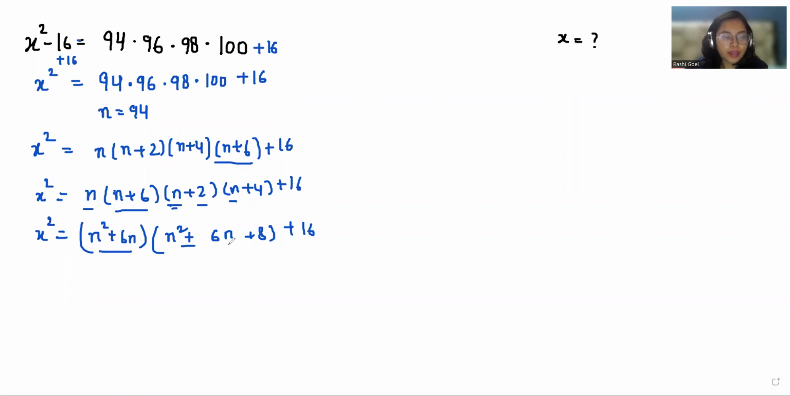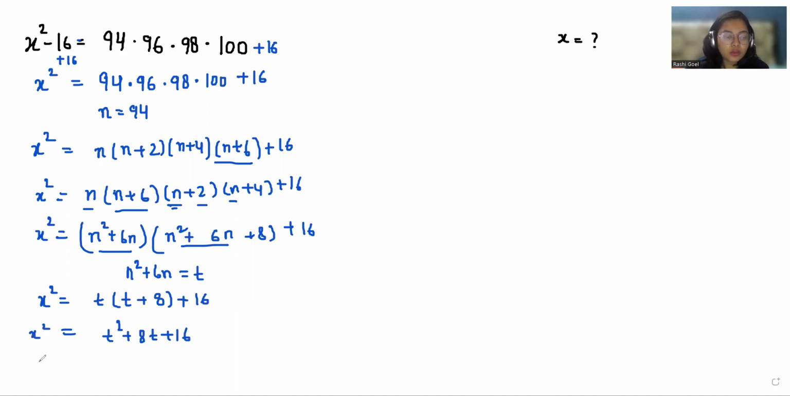Now from both brackets, n square plus 6n is common. So I'm taking the substitution and I'm going to write t in place of this. So x square is equal to t plus 8, plus 16. Now again I'm doing the multiplication, t square plus 8t plus 16.